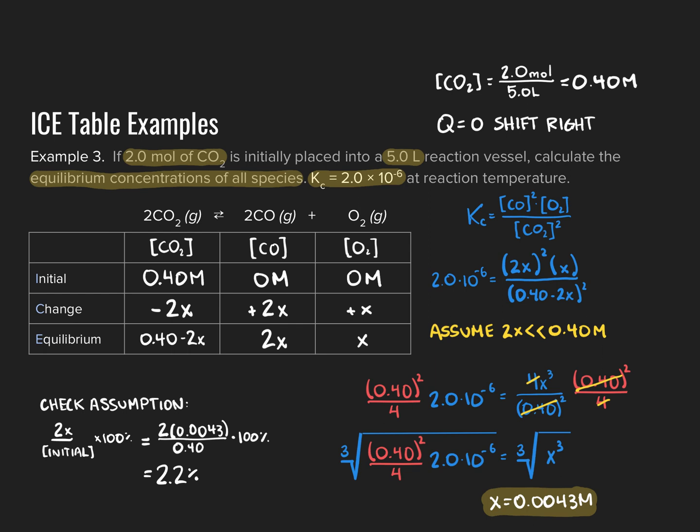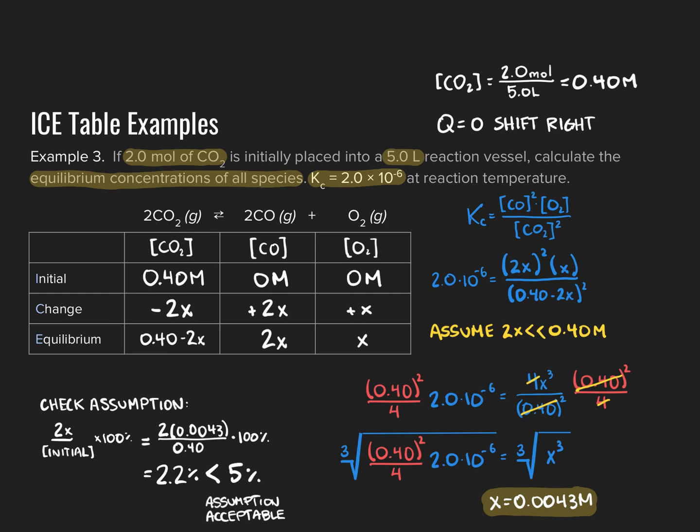Because even a well-run lab tends to have errors running around 5% or so. As a scientific community, we generally assume that as long as the assumptions we're making here are not introducing more than 5% error into your system, we're going to accept them as being at least as good as measurements that you would make, and therefore valid for our purposes. So because my 2.2% is less than the 5% range, I'm going to say my assumption here was probably fine. And therefore, now that I know x, I can determine the equilibrium concentrations of all species.